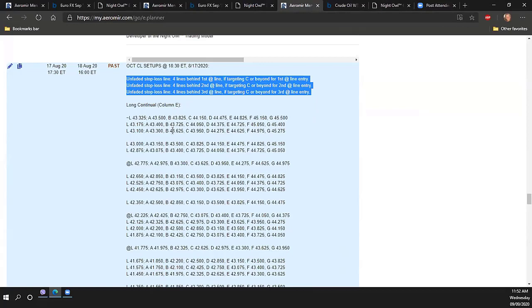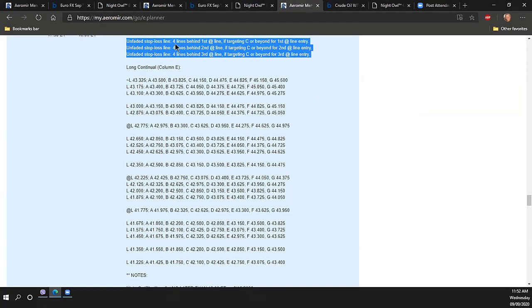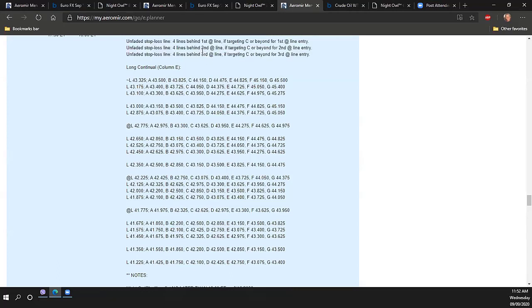The stop is 4 lines behind each. What this means, by the way, because I don't think I mentioned this before, is the stop for the first at line is 4 lines behind the first. The stop for the second at line is 4 lines behind the second, and so on. Stop for the third at line is 4 lines behind the third. It would be quite aggressive for you to use the initial at line and use one stop that's based on the third at line.